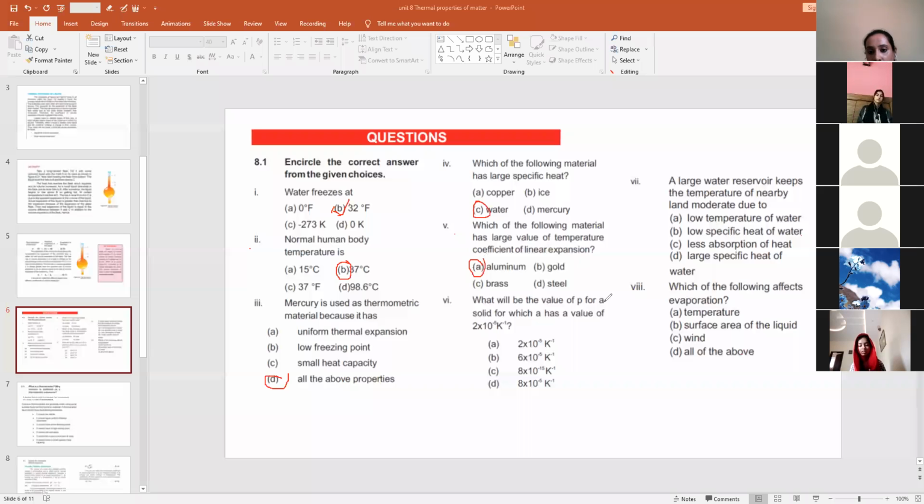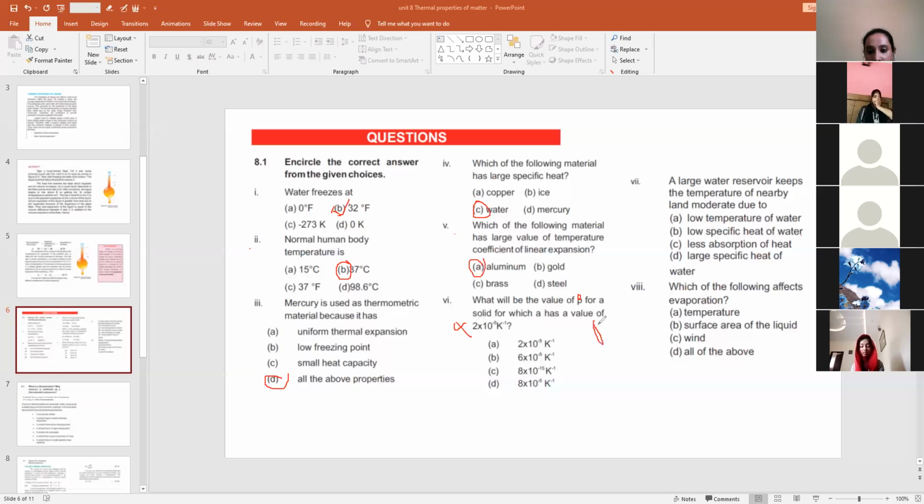Then what will be the value of beta? This is beta, right? It's a volume thermal coefficient. Beta for a solid has a value of 2 into 10 raised to power minus 5 per Kelvin. If the value of alpha is 2 into 10 raised to power minus 5, what will be the value of beta?